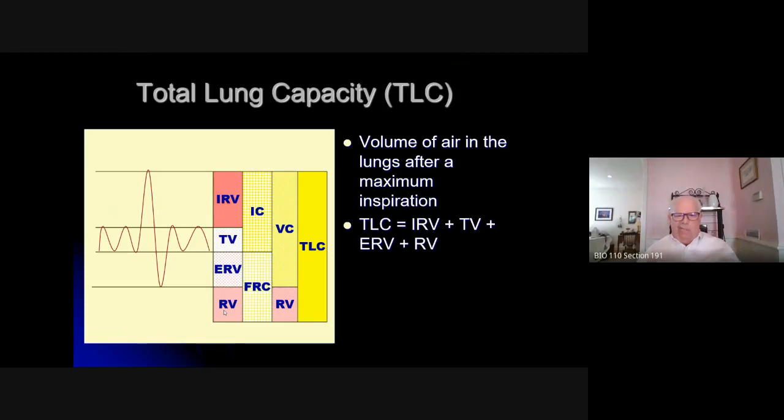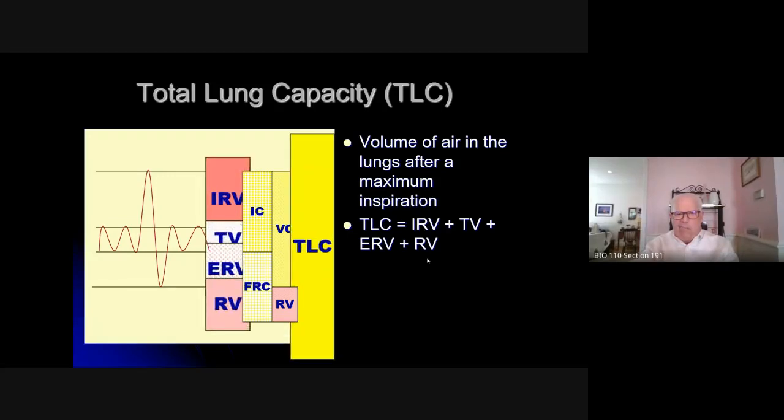All right. What is the total lung capacity? Well, obviously, it's all the volumes added together. It's the volume of air in the lungs after a maximum inspiration. Take a deep breath and hold it. And now we will measure the TLC, the total lung capacity, the inspiratory reserve, the tidal volume, the expiratory reserve, and the residual volume. Here is the TLC. It consists of 4 volumes. There it is. 4 volumes.